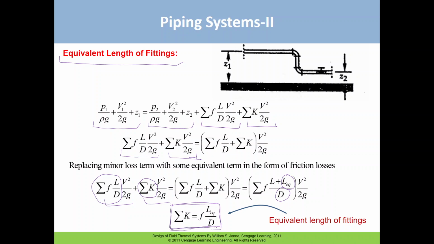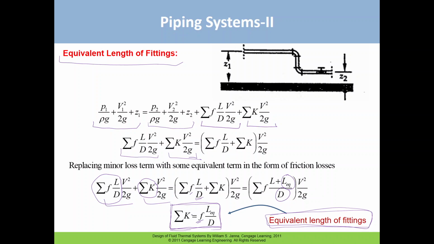The minor loss coefficients are the real ones, which are measured in the beginning through experiments, and the equivalent length is just a change of terminology. So the summation K from this equation can be set equal to f multiplied by L equivalent over D. This L equivalent is unknown. The D is the same diameter which we use in the friction factor equation. The friction factor is also the same which we use in friction losses, but the LE is different. So the LE value depends upon this summation K, and this LE we call the equivalent length of the fitting.